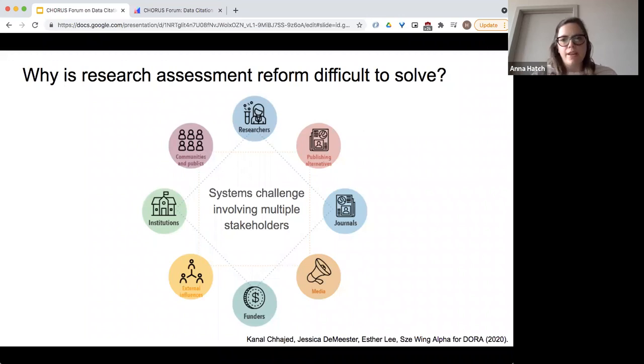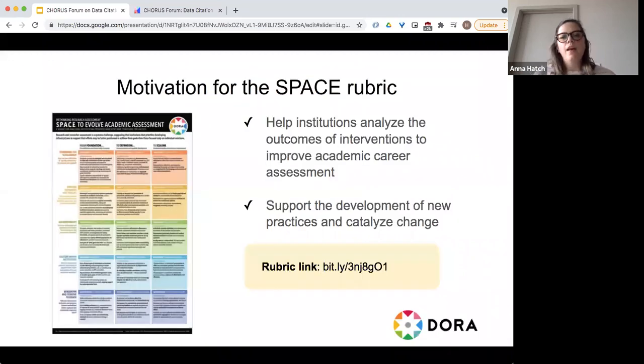So if you move to the next slide, this piece of knowledge motivated DORA to create a new tool called Space to Evaluate Academic Assessment, which was designed to support the development of new policies and practices. And you can access the rubric via the link on my slide, but I'll also try to drop it in the chat later. So SPACE was a community project.